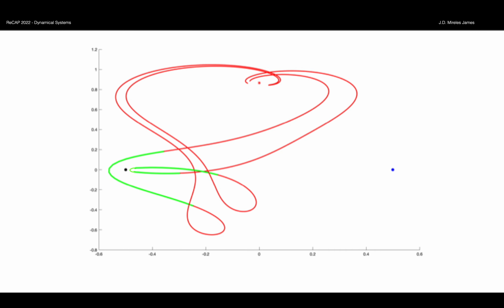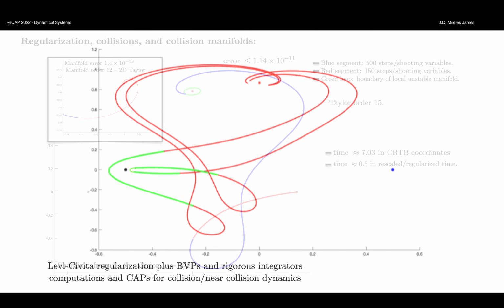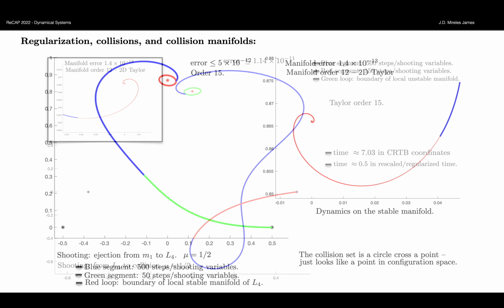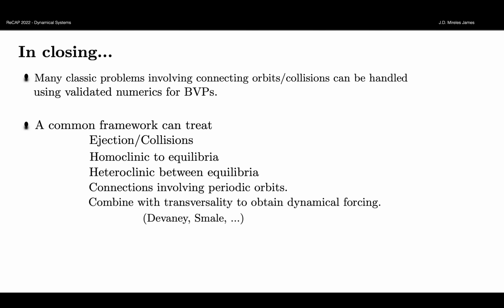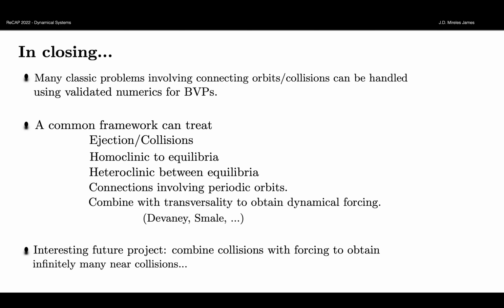Since my time is kind of up, I'm going to finish up here and just say what I'd hoped to talk about was a sort of common framework for talking about a bunch of different kinds of things: ejection collisions, heteroclinic, homoclinic orbits, and so on. These can be combined with dynamical forcing, to obtain some very interesting theorems involving collisions.